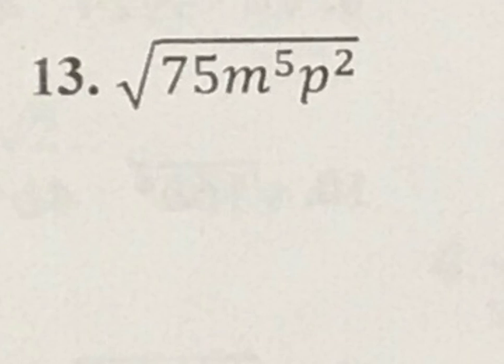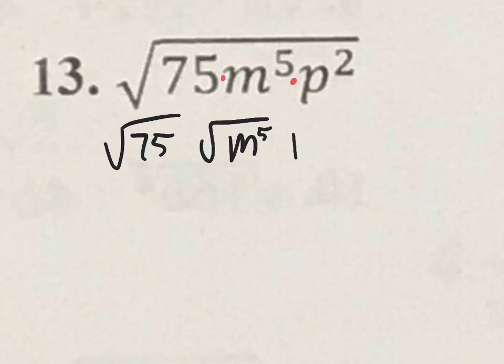Listen up, guys. Whenever you have a number with variables inside the radical, I would like you to split that radical to each and every one of them. So this really does say 75 times m to the 5th times p to the 2nd. Now let's split it all up. The square root of 75, the square root of m to the 5th, and the square root of p to the 2nd. So that's kind of like 3 problems in one.